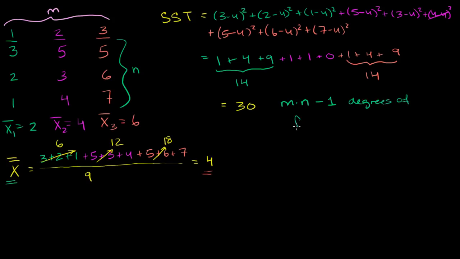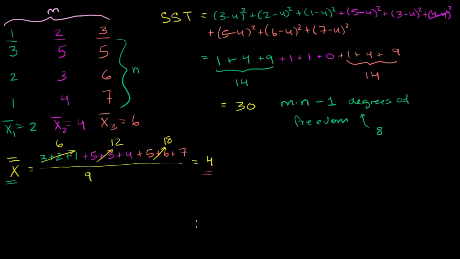And if we were actually calculating the variance here, we would just divide 30 by m times n minus 1, which is another way of saying 8 degrees of freedom. For this exact example, we would take 30 divided by 8, and we would have the variance for this entire group of 9 when you combine them. I'll leave you here in this video.